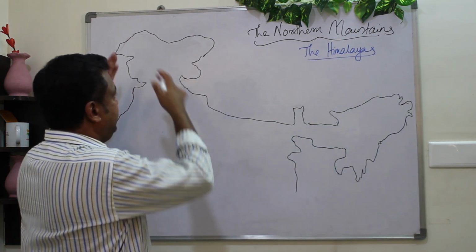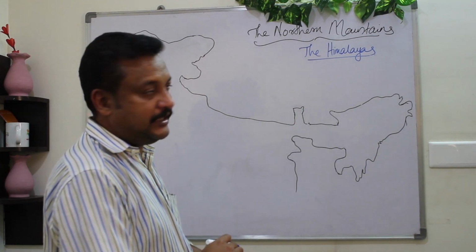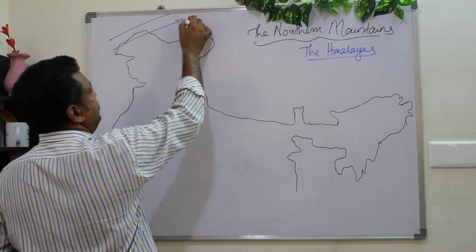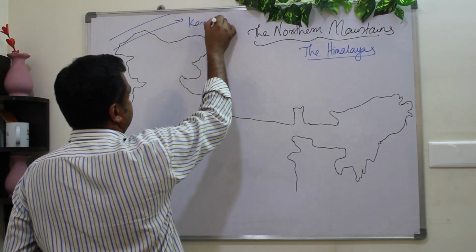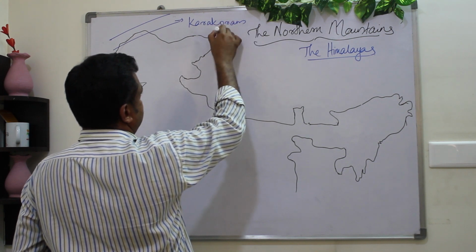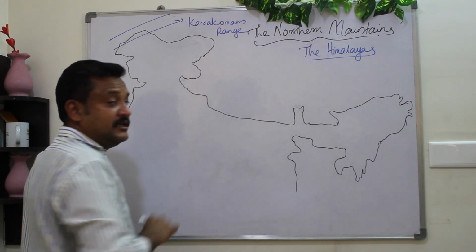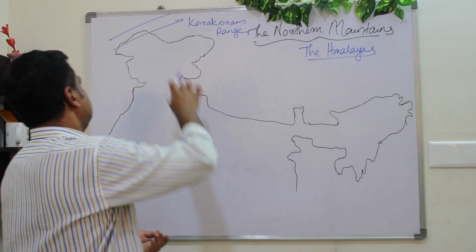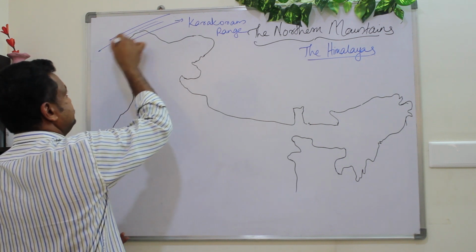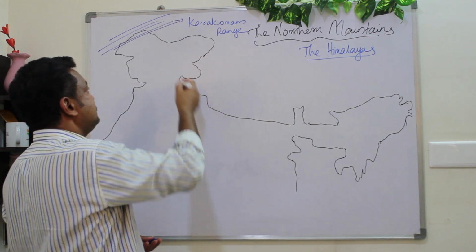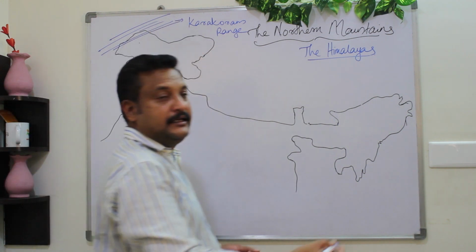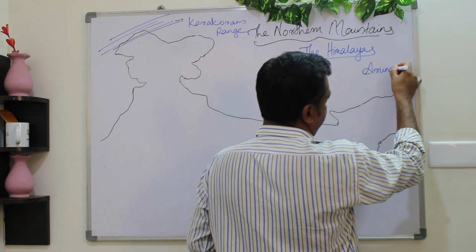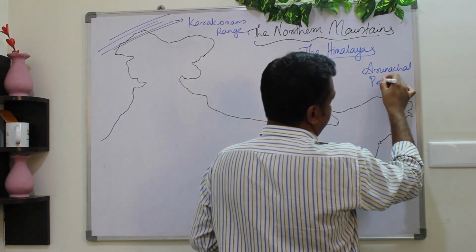Okay, and they lie in the northern part, right? So here above the Kashmir region we have one mountain range called the Karakoram range. Karakoram range means another line of mountains that is passing over there. So it is passing like this over here. Okay, so the Himalayas starts from here and ends here, and this is the state of Arunachal Pradesh.